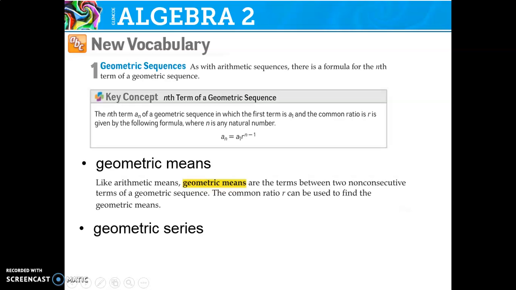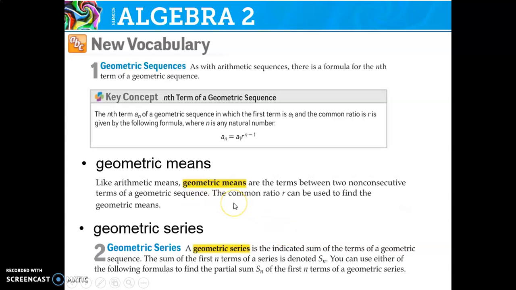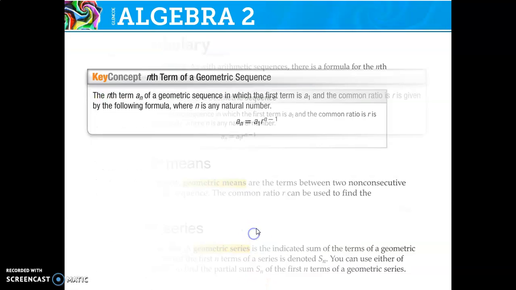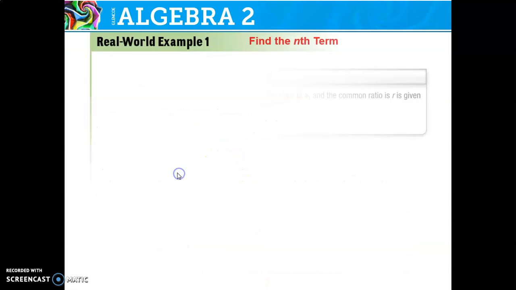Geometric mean is the terms between two non-consecutive terms of a geometric sequence. The common ratio can be used to find the geometric means. And a geometric series is the sum of a sequence. So when you're adding together all the terms of a list, that's called a series. The sum of the first n terms is denoted S sub n. And you can use some formulas to find partial sums, or the first sums, of a geometric sequence.